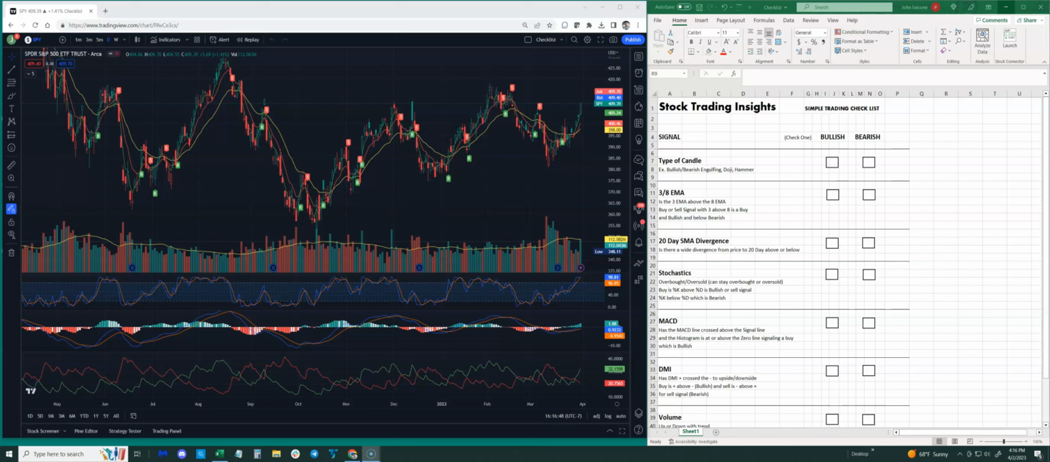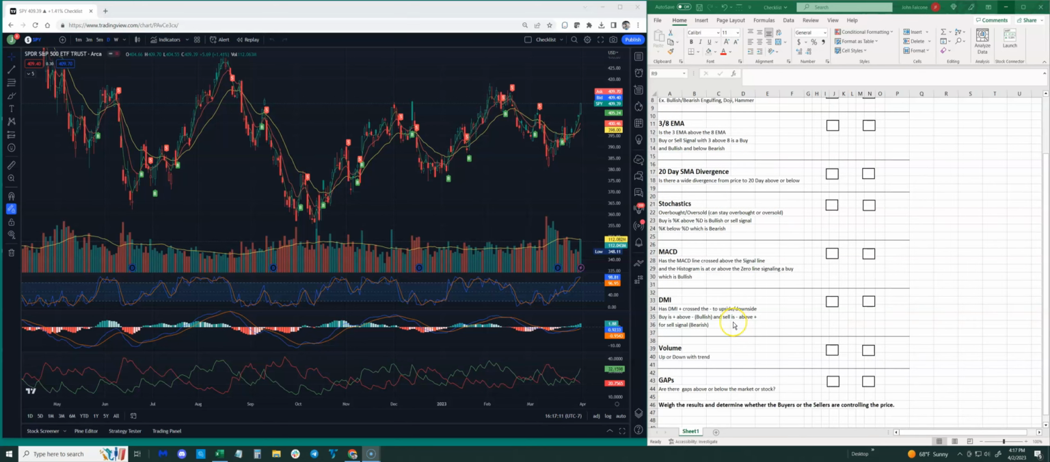Hope everybody's doing well. I'm going to go over the Stock Trading Insights Simple Trading Checklist. Well, you see on the checklist, we have type of candle, whether it's bullish or bearish, 3, 8, and 8 EMA. We'll go over those, the 20-day SMA divergence, stochastics, MACD, DMI, volume, and gapping. So let's go over my setup on my chart.